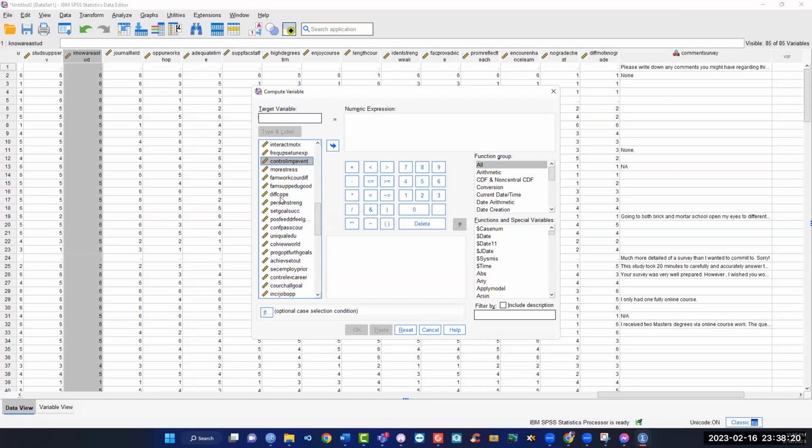Never mind, go ahead. More stress, you can do that one if you want. I'm more stressed out. Yeah. Okay, more stress. And one thing before you even start doing this, you also have to check: are any of them reverse coded?